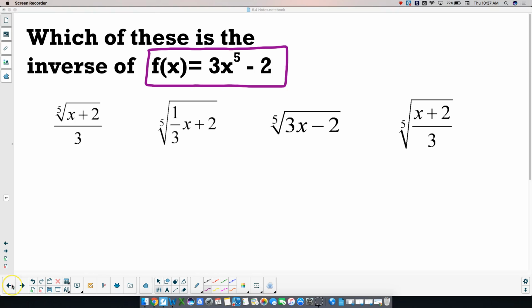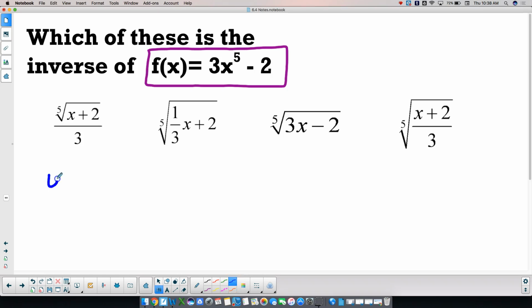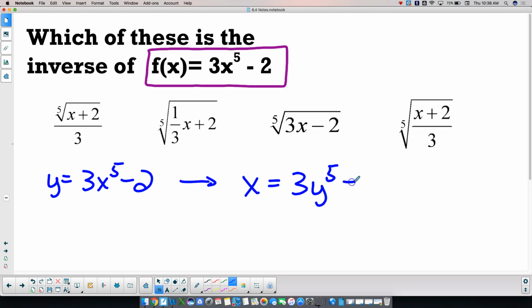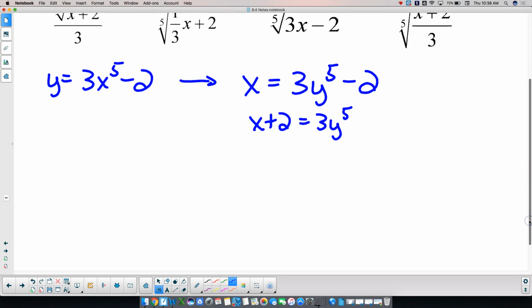Go. So my first step is I am going to write it in y equals 3x to the fifth minus 2 form. Then from there, I switch my x and my y so that it becomes x equals 3y to the fifth minus 2 is my new equation. Solve that for y. I'm first going to add 2. Then I am going to divide both sides by 3.